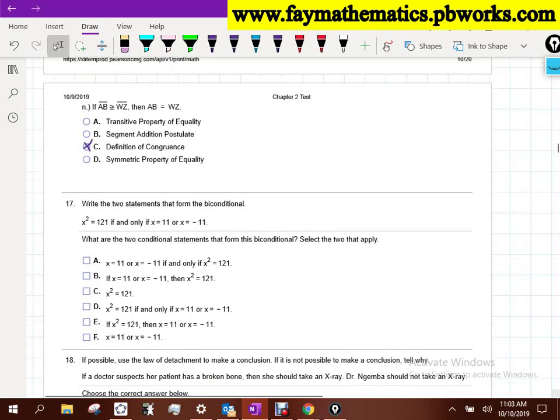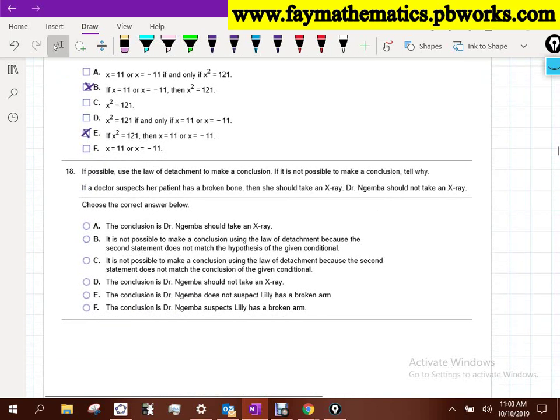Here, remember an if and only if statement is a biconditional, but if I take the words if and only if out, put the word then in, if this, then that is true, but then the converse of this is also true. Those are the two things that make up this biconditional. So I'm going to find this one, if x squared equals 121, then x equals 11 or negative 11. Now I'm going to flip it, find the converse, which would be that one there. So those are the two that make that biconditional.